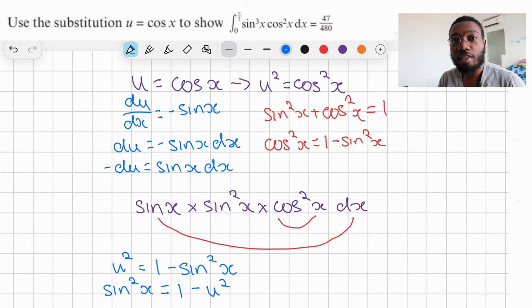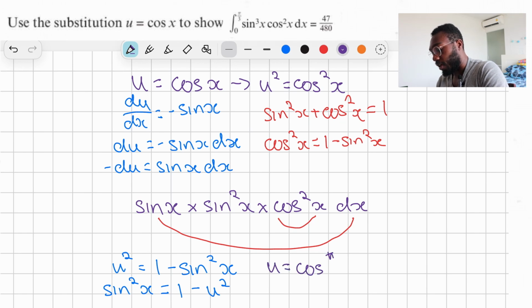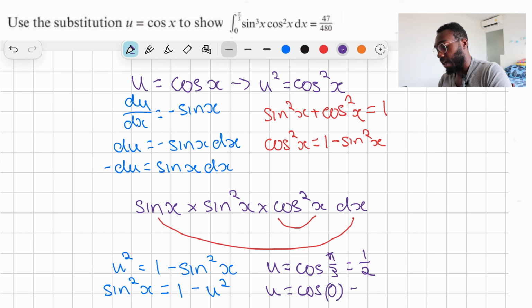But wait, we are not done yet. There's one thing we haven't done. That is our limits. We have the limits of pi over 3 and 0. Those are in terms of x. We need to convert that to u values. To do that, it's very simple. We've got u is equal to cosine x. Just put your values of x into that. If you do that, you get u is equal to cosine pi over 3, which is the same as cosine 60, which is just a half. And we have u is equal to cosine 0, which would just be 1.